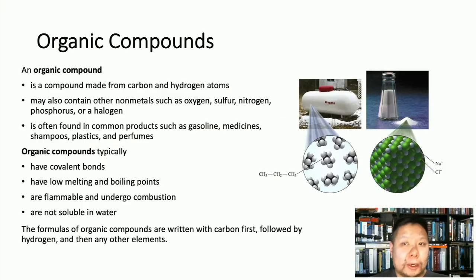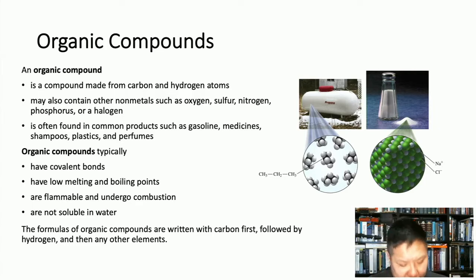So, what are organic compounds? Well, they're generally compounds that are made up of carbon and hydrogen atoms. They'll contain other nonmetals too, such as oxygen, sulfur, nitrogen, phosphorus, and other halogens like chlorine, fluorine, and those kinds of atoms. But most of them are composed of carbon and hydrogen atoms. They're found in all kinds of stuff around us, like gasoline, medicines, shampoos, plastics, and perfumes.